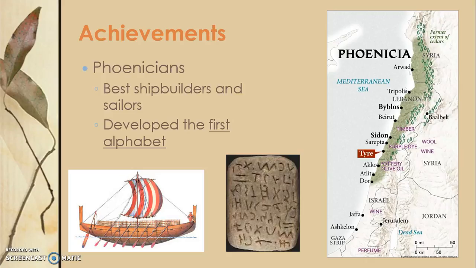The Phoenicians were another group from Mesopotamia who developed a great technology. They were excellent sailors, so they improved on the sailboat, and they also developed the first alphabet. And actually, our alphabet is derived from the Phoenicians. If you think the word phonics sounds familiar, that is because it comes from this civilization.